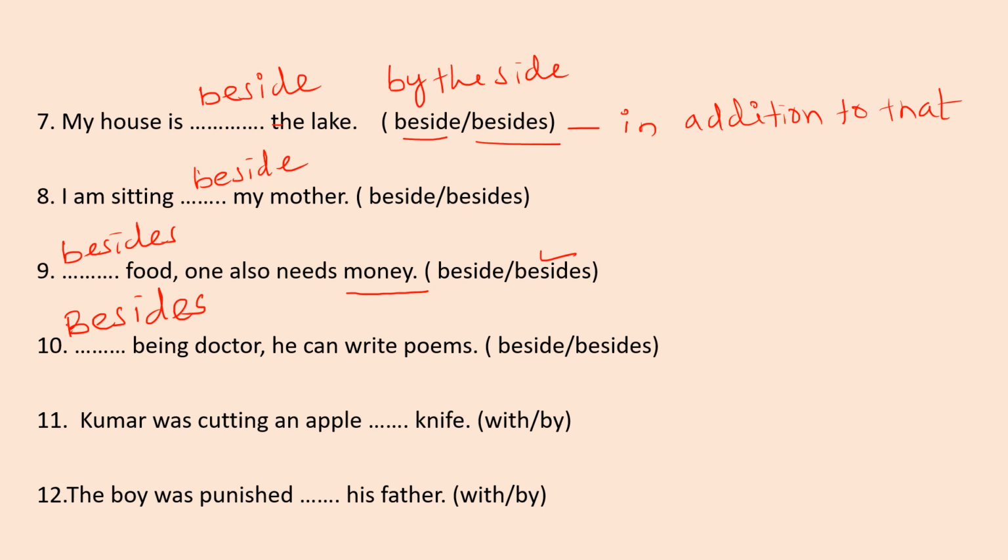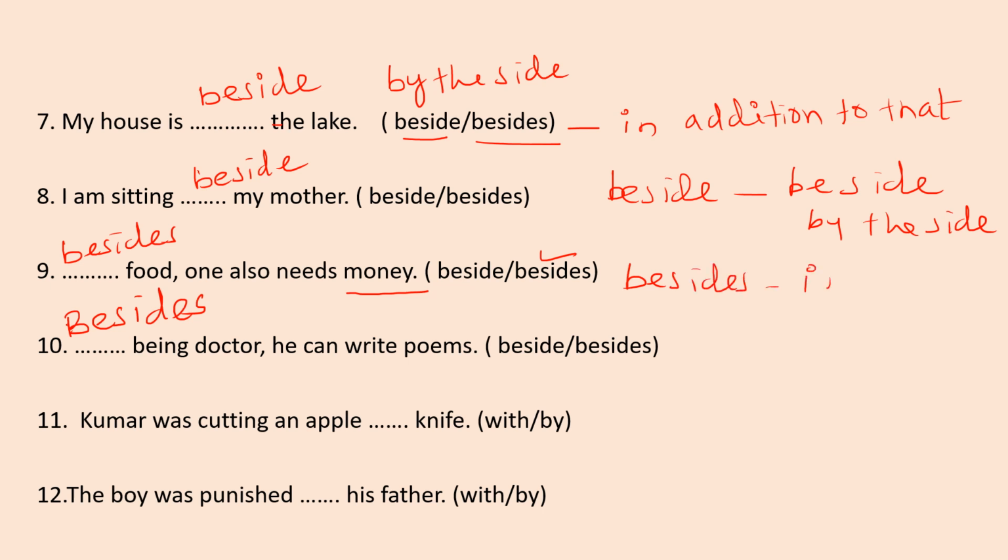See this one. So I hope you got the difference between beside, okay, meaning here beside, be the side, or you can write by the side. But one more, that is besides, meaning here in addition to that, in addition to that. So that time we may clarify the doubts over there.